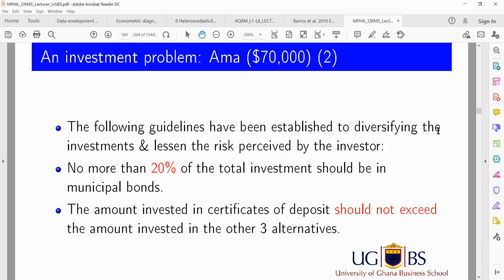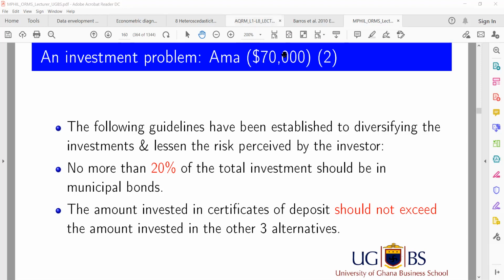Certificate of deposit is represented by what? It is represented by X2, Janet. That's good. Now, what symbol are we dealing with here? Should not exceed. What symbol is that? Once you crack that symbol, you get it. Less than or equal to. All of you are right. So you must have that less than or equal to symbol in your mind.